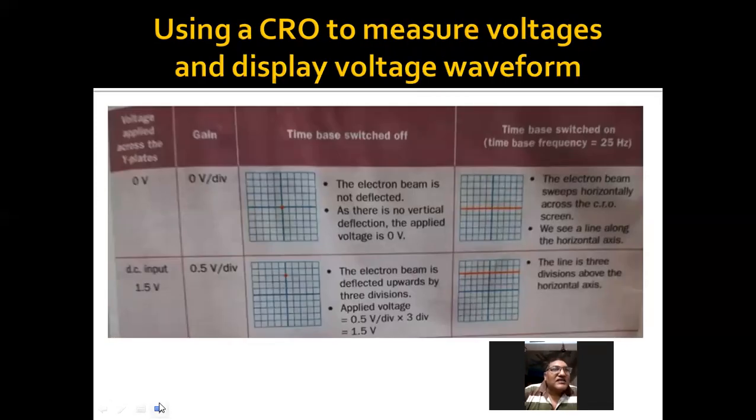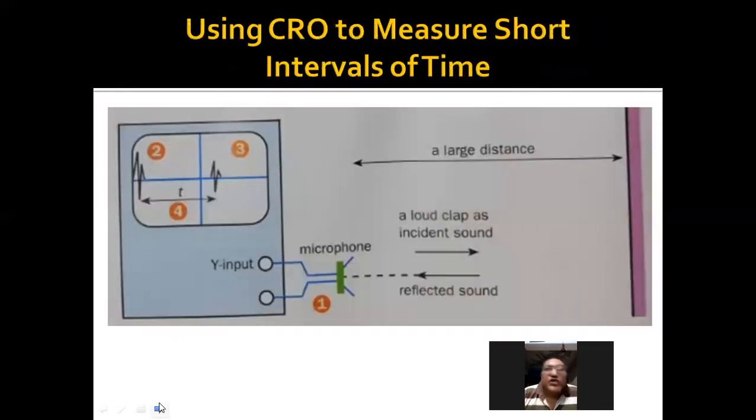And the third use is to measure very short intervals of time. For example, suppose I am standing in a room. For example, I'm standing here. And we make a sound.